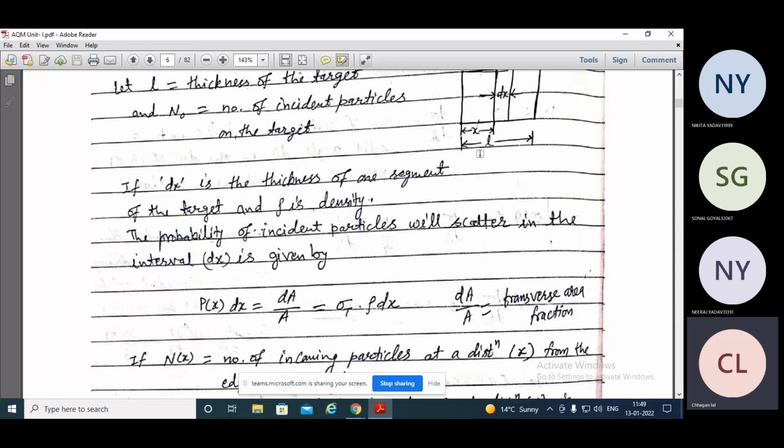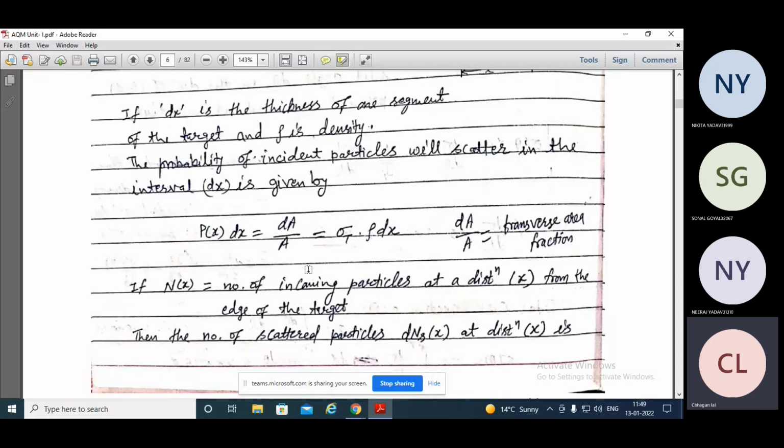Again, if you want to calculate how many particles are diffracted or scattered from the dx segment, then first we have to find how many particles are coming from the left to the dx segment. That means if nx is the number of incoming particles at a distance x from the edge of the target, these are the particles which are exactly reaching the dx segment.